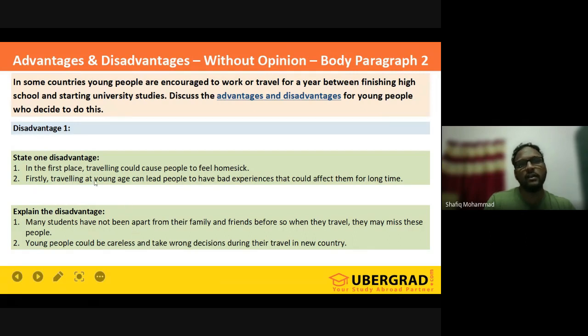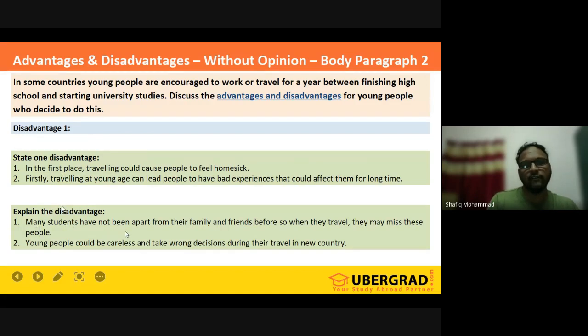Firstly, traveling at a young age can lead people to have bad experiences that could affect them for a long time. So there is another point here too. Along with the homesick thing, they can also face some experiences which are not so good. So that can also be a disadvantage, right?